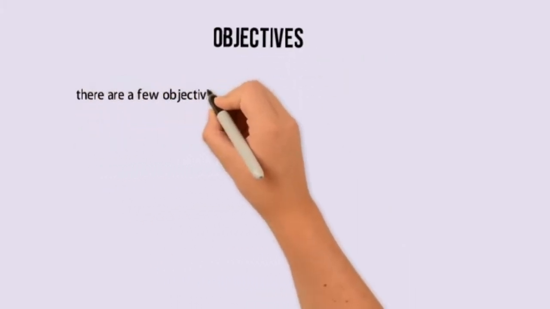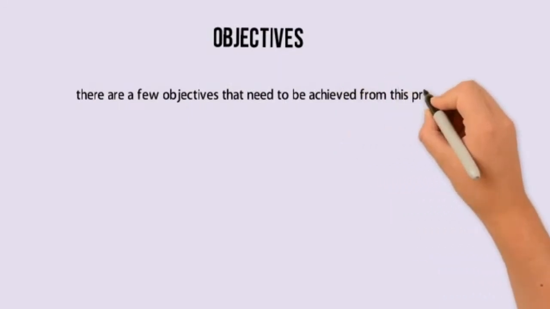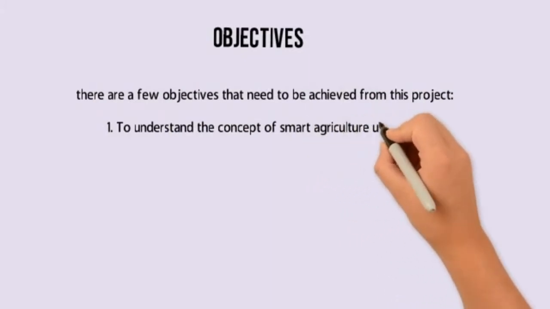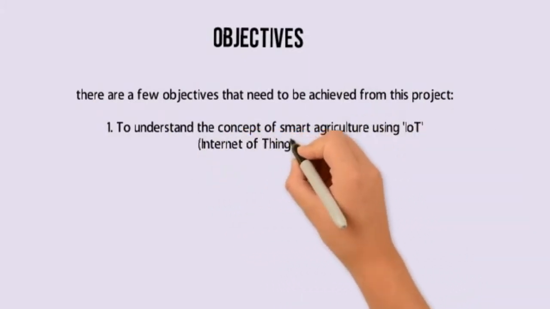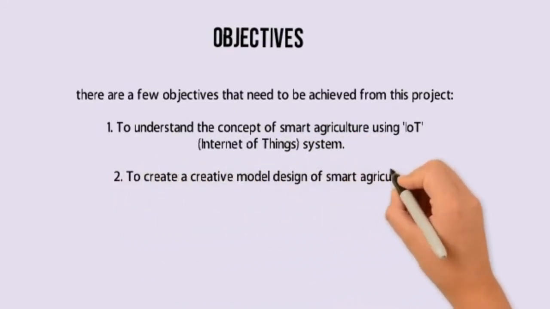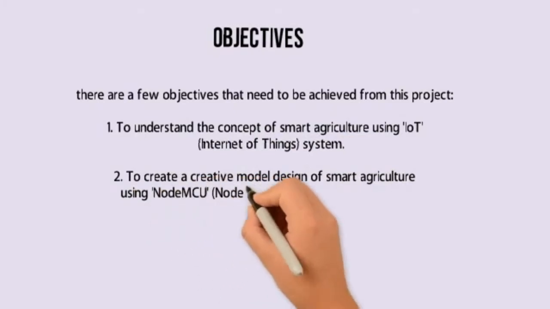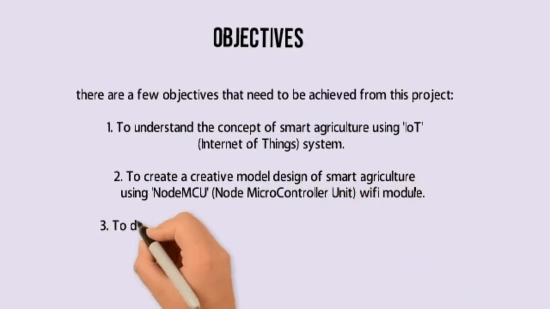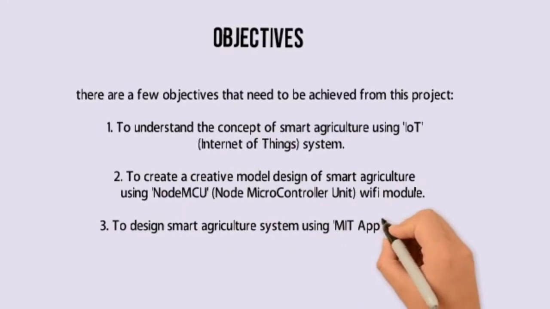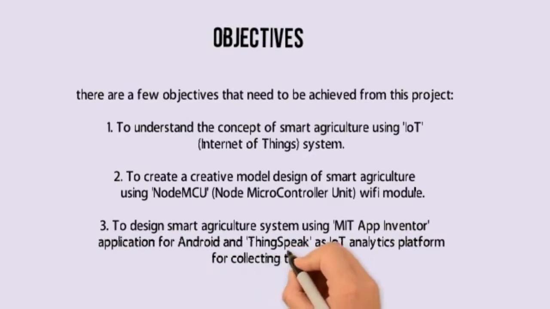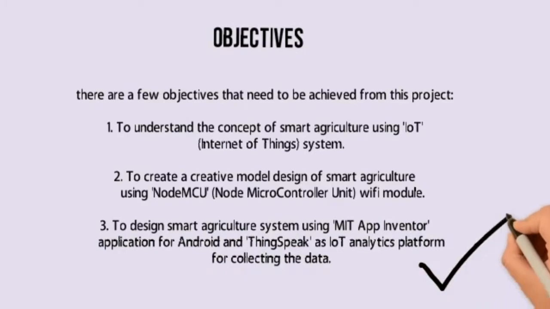There are a few objectives that need to be achieved from this project. First, to understand the concept of smart agriculture using IoT, Internet of Things system. Second, to create a creative model design of smart agriculture using Node MCU, Node Microcontroller Unit Wi-Fi module. And third, to design smart agriculture system using MIT App Inventor application for Android and ThingSpeak as IoT analytic platform for collecting the data.